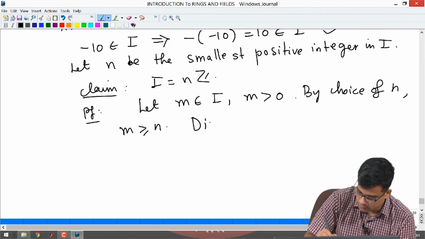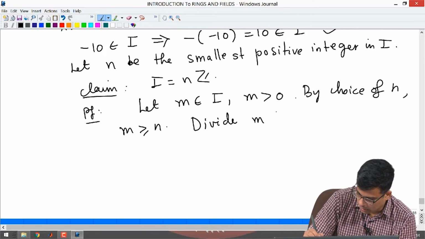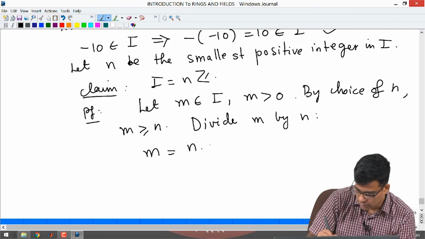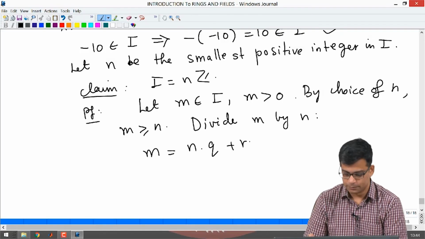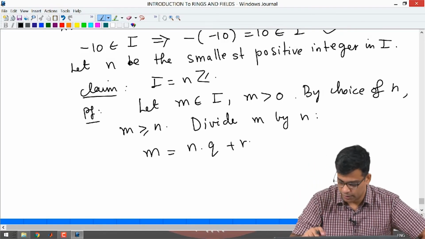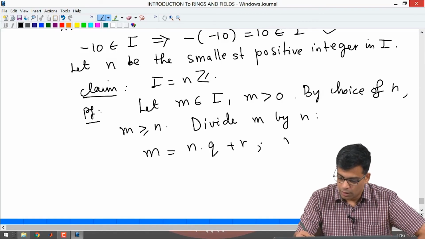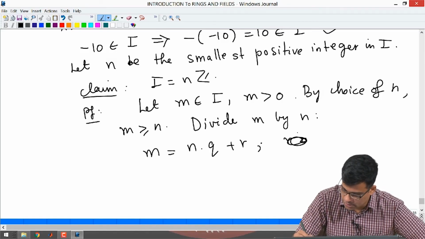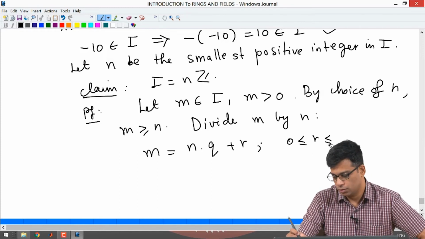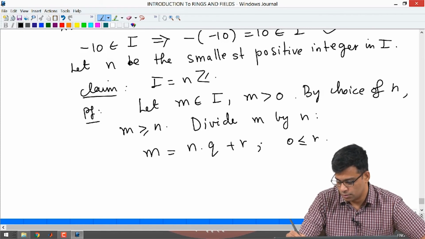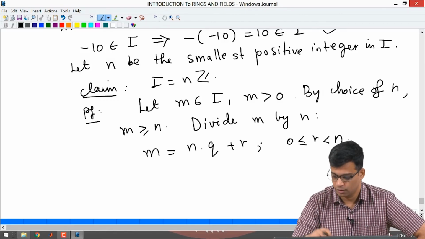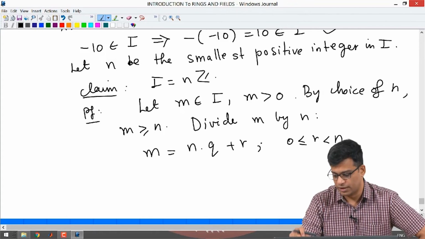Now, divide m by n. So, what we can do is m is equal to n times q plus r, right. We can always divide m by n and we can write it like this. And what is the property of r? r is at least 0 and strictly less than n, because we are dividing by n, the remainder will be strictly less than n.